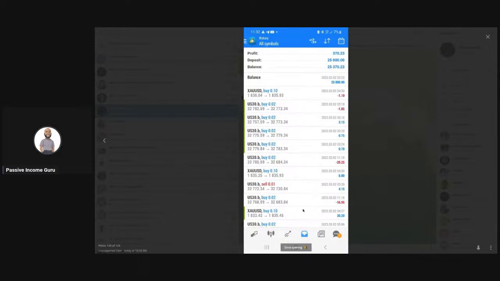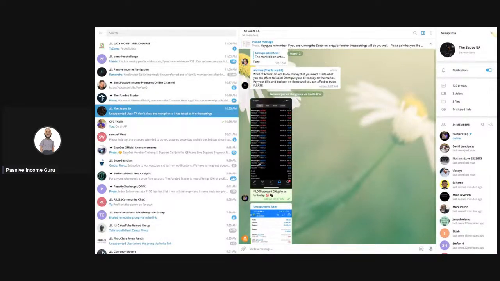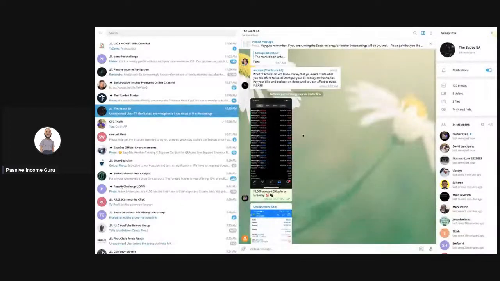As you can see, they're using volatile pairs, okay, which is okay. Here's my post right here, $1,000 account, 2% gain so far today. It's over that now. If I look at it right now, it is a little over $21 right now, okay? So a little bit over 2% for the day. Can't beat it. Can't beat it.